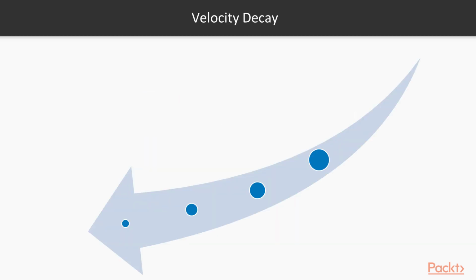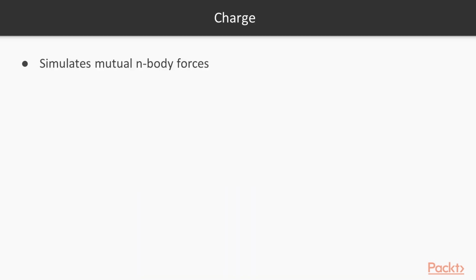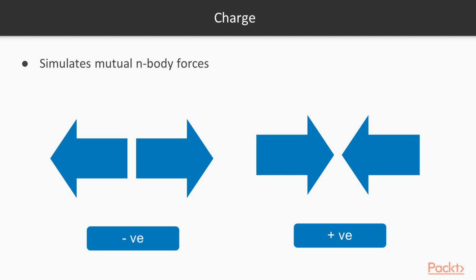At each tick of the simulation, particle velocity is scaled down by a specified decay. Thus, a value of 1 corresponds to a frictionless environment, whereas a value of 0 freezes all particles in place since they lose their velocity immediately. Charge is specified to simulate mutual n-body forces among the particles. A negative value will result in mutual node repulsion, whereas a positive value will result in mutual node attraction.